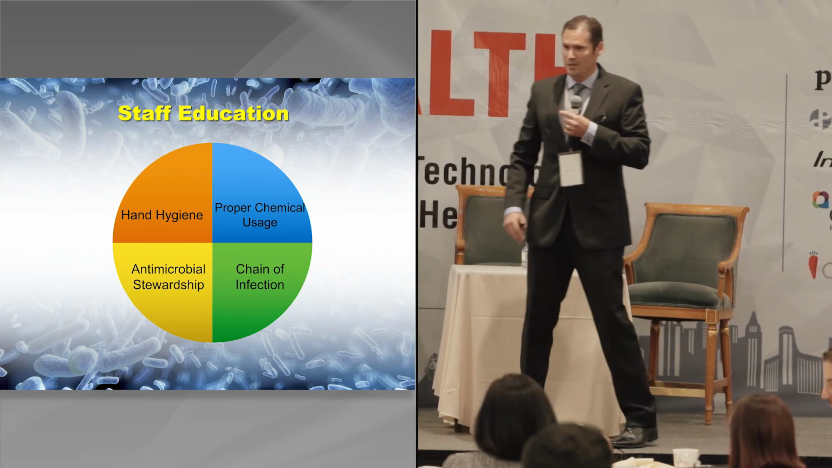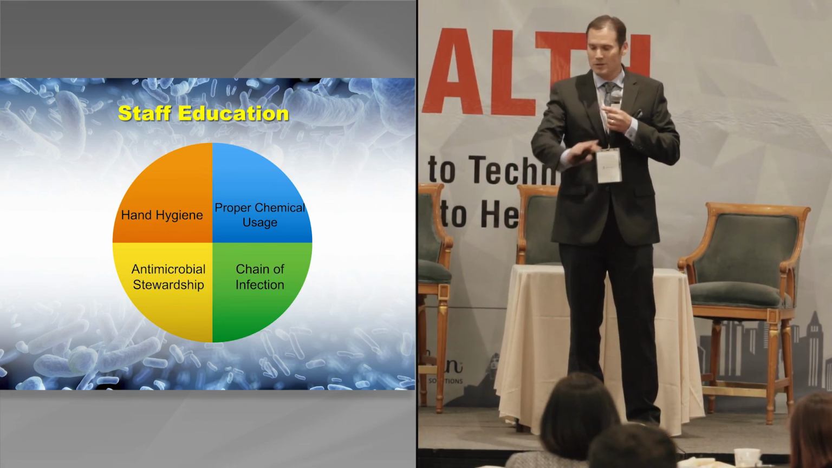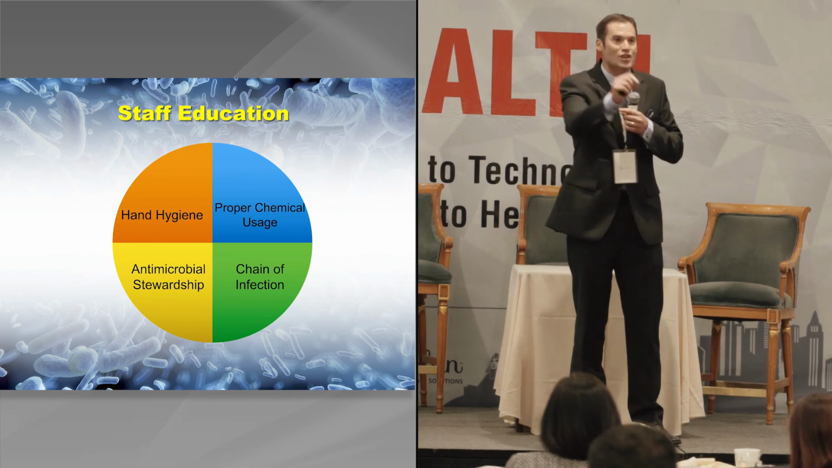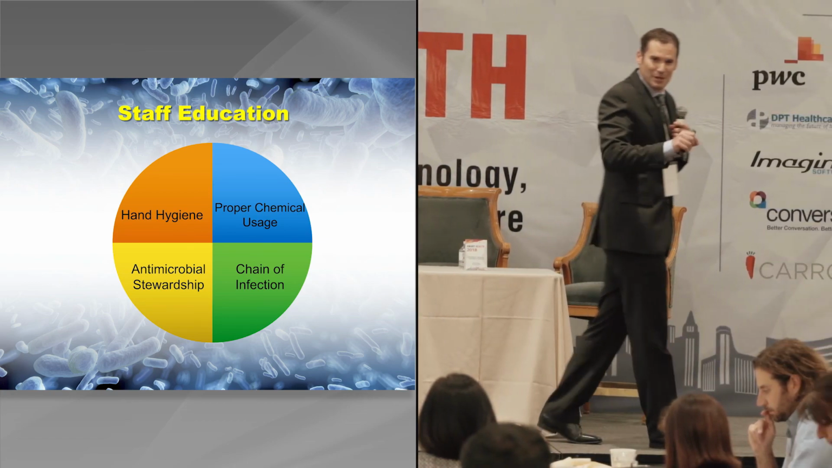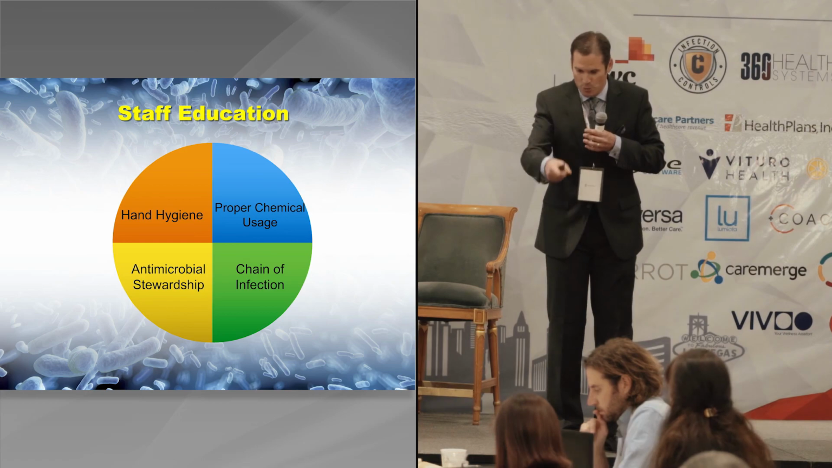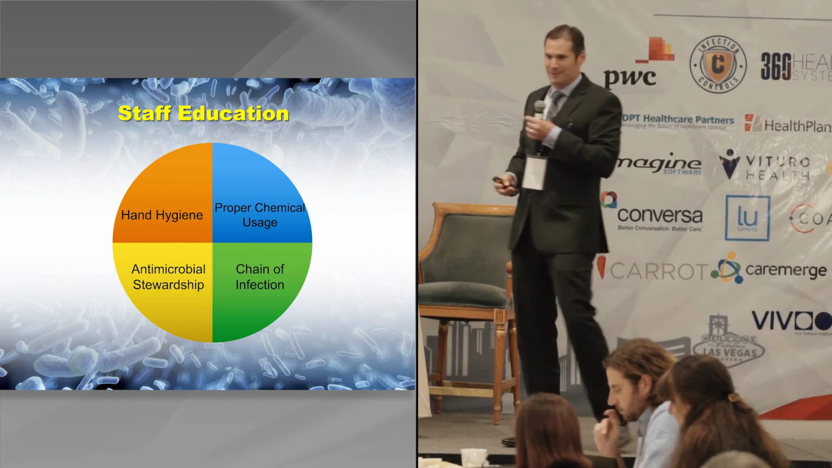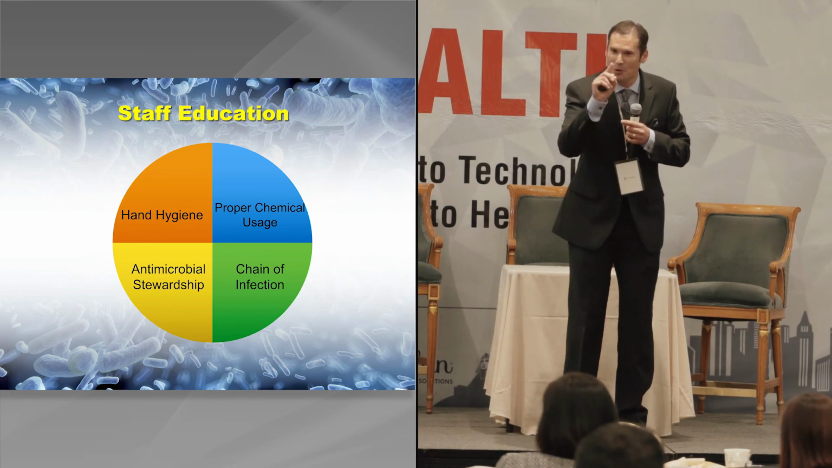Proper chemical usage. Probably the biggest thing with chemical usage is when you spray or apply a chemical on the surface, it has to set. It's what we call a contact time or dwell time. It takes time to kill those microorganisms. And you know how most people disinfect? You spray and wipe. Well, you might be removing something, but you're really not doing much. You've got to spray that chemical and let it set.